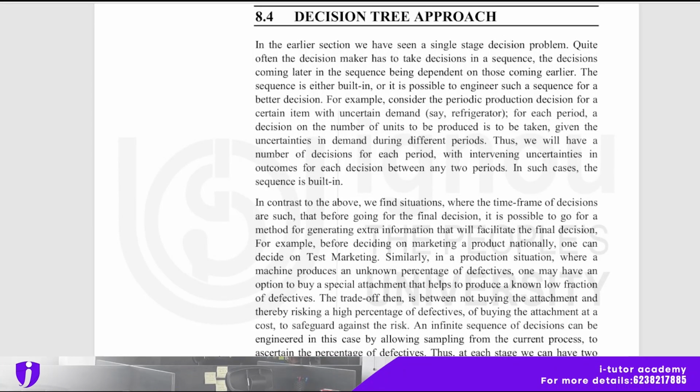In today's section, we will start with Unit 8 subsection 4 of MMPC005, that is the decision tree approach. In the earlier section, we have seen single stage decision problems. Quite often the decision maker has to take decisions in a sequence, the decisions coming later in the sequence being dependent on those coming earlier. The sequence is either built in or it is possible to engineer such a sequence for a better decision.